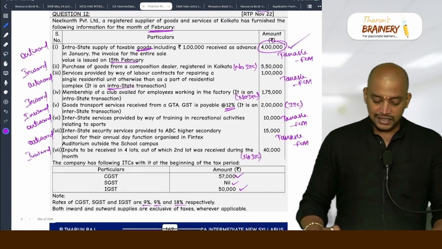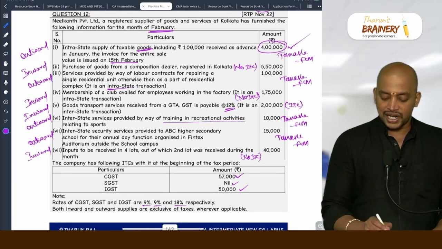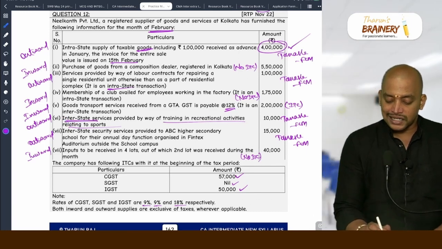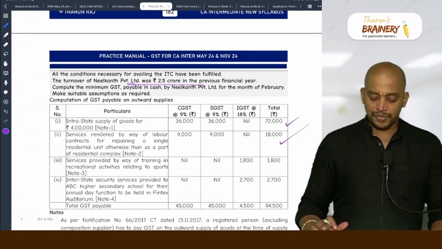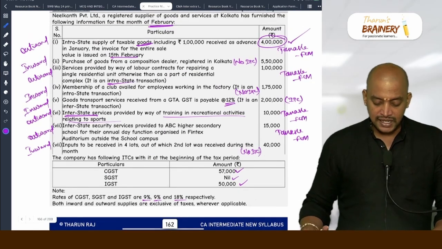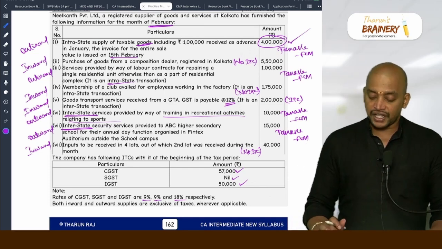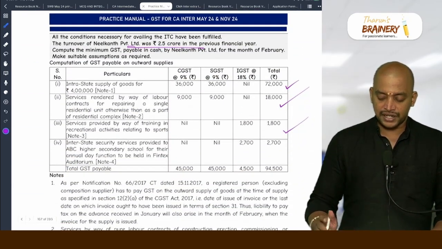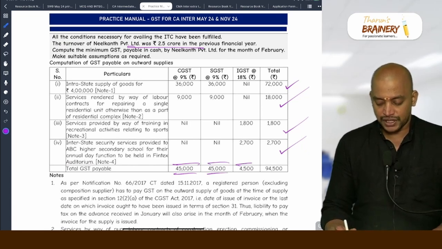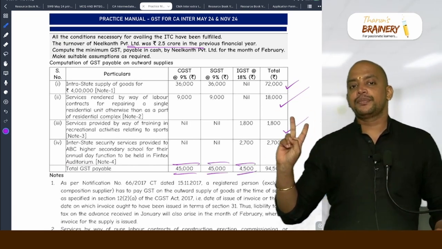Then next, thereafter, interstate training in recreational activities relating to sports. So is it intra or inter? Inter. So 10,000 into 18%, 1,800. Then next we have security service, again inter. So security services, 15,000 into 18%, 2,700. So 45,000, 45,000 and 4,500. Statement 1. Clear? Now statement 2.